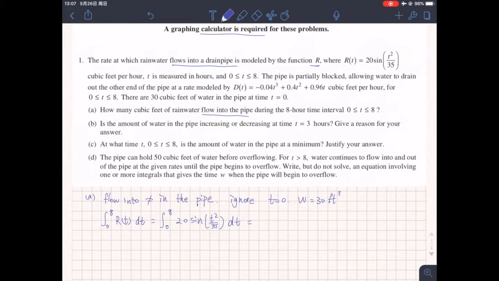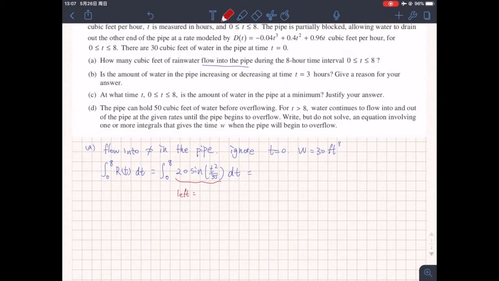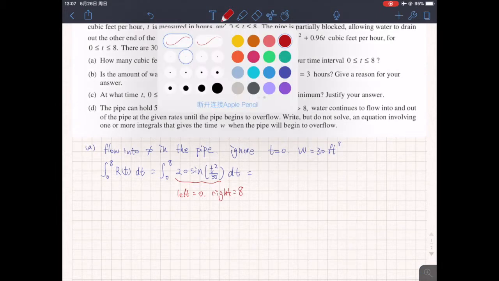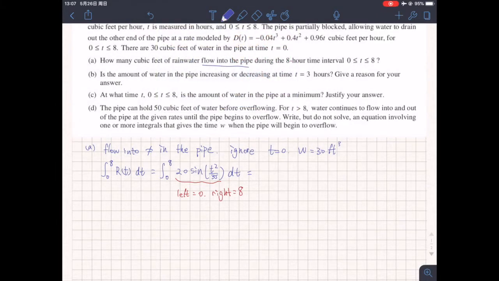You press y equals first, and then you type in the function. After that, you hit graph, and then you hit second calc to option number 7, which is integral. Then the calculator will ask you for the left and right bounds. You just say left bound is 0, right bound is 8, because the time interval is from 0 to 8. Then the calculator will give you the value of the integral, which is 76.570. And don't forget a unit here, cubic feet. And that's the first question.